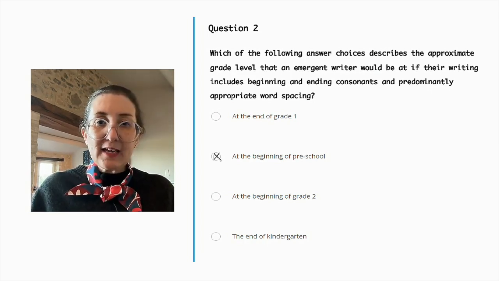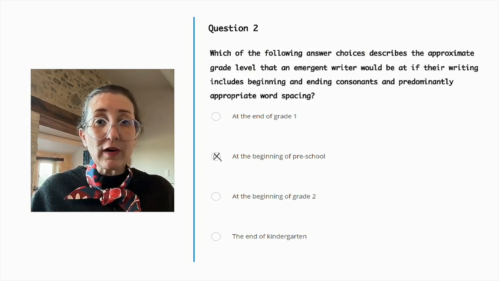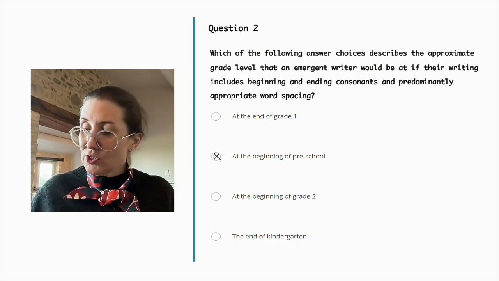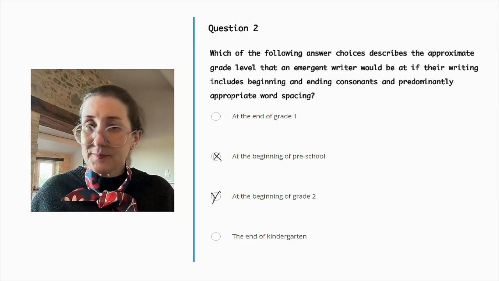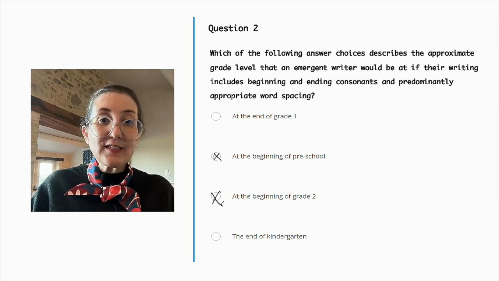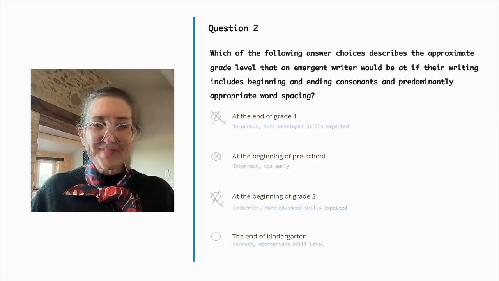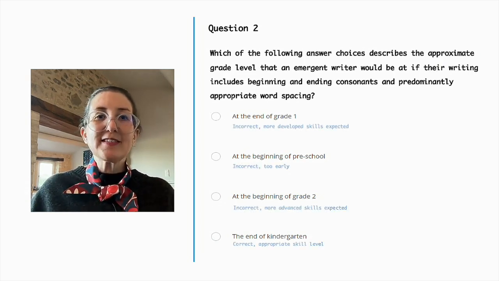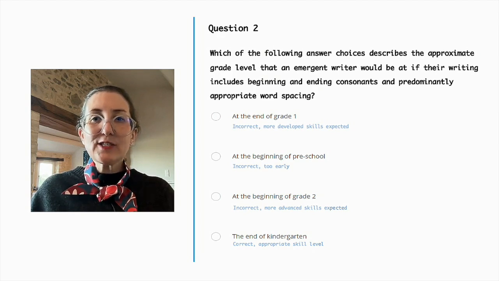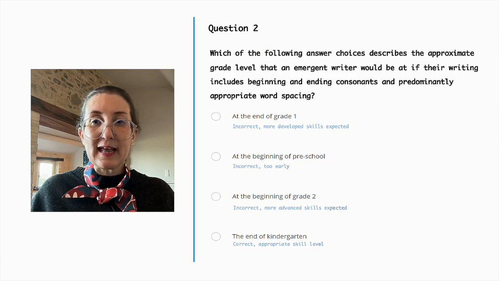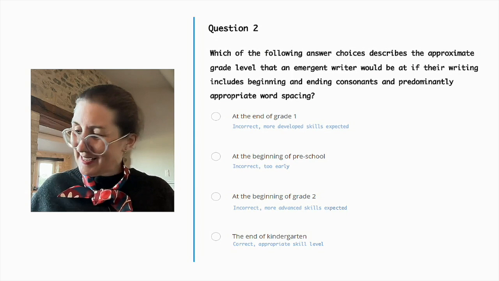By the beginning of second grade, students typically have more advanced writing skills than this, so we can also eliminate that. At the end of grade 1 is also incorrect, as students at this level usually exhibit more developed writing skills. The correct answer, therefore, is the end of kindergarten, as this is when students typically show emergent writing skills that include beginning and ending consonants and predominantly appropriate word spacing.